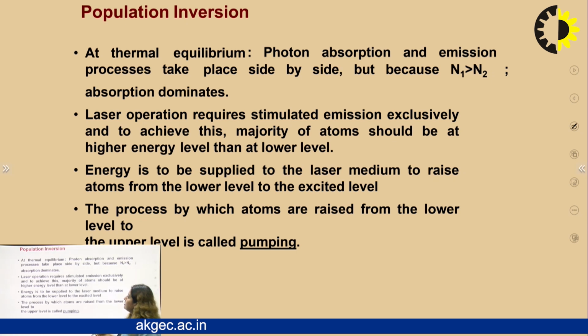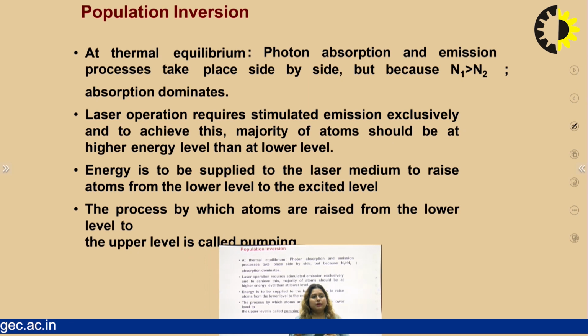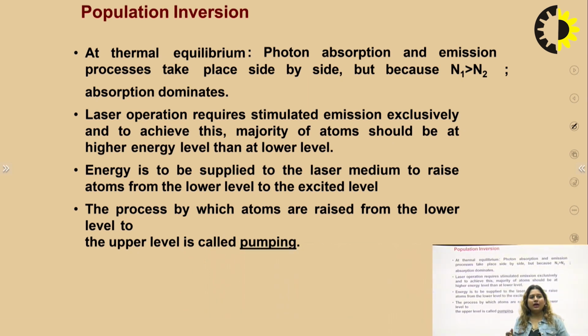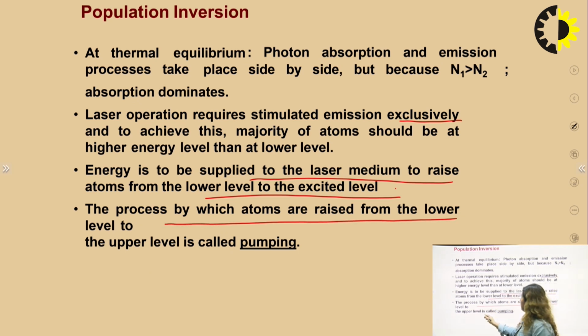So what is population inversion? At thermal equilibrium, photon absorption and emission processes take place side by side, but because N1 is greater than N2, absorption dominates. Laser operation requires stimulated emission exclusively. We already discussed this. To achieve this, the majority of atoms should be at the high energy level rather than the lower energy level. So energy has to be supplied to the laser medium to raise the atoms from the lower energy level to the high energy level, that is, the excited level. The process by which atoms are raised from the lower level to the higher upper level is called pumping. So this process is very important, and it is called pumping.